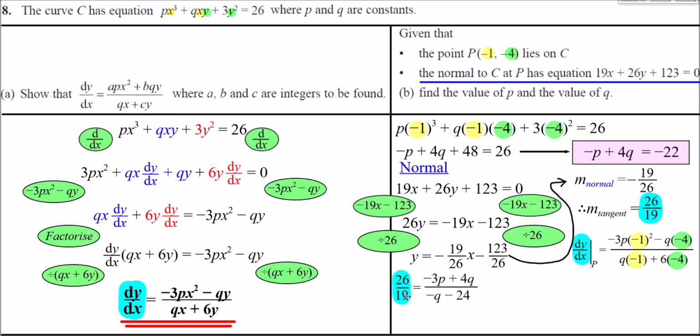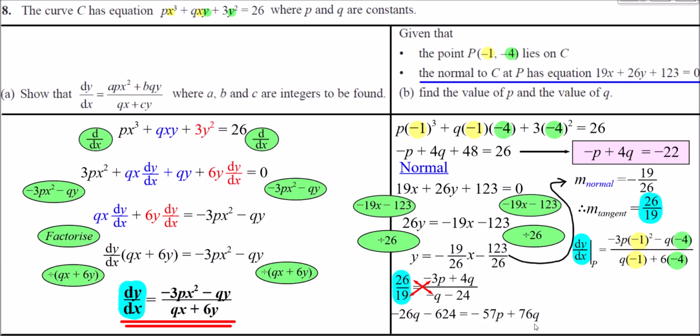So I can say 26 over 19. This bit becomes minus 3p, minus q times minus 4, so it becomes positive 4q, and q times minus 1 is minus q, and 6 times minus 4 is minus 24. We've got a fractional equation to solve. There's a few ways of doing this. My personal preference is to cross multiply. So if I multiply this numerator by the denominator, and this denominator by that numerator, I'll get this line now. And I get that minus 26q minus 624 equals minus 57p plus 76q.